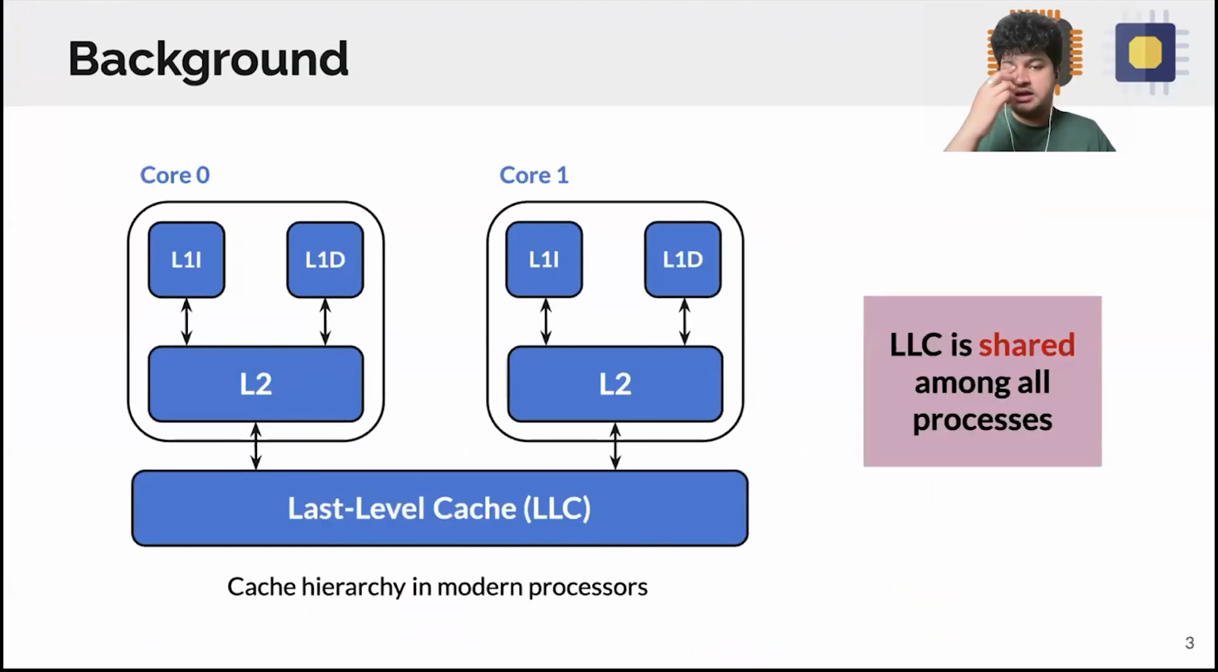And the caches are typically divided into three levels in modern processors. The level 1 and level 2 caches are typically private to the core. And the last level cache or the level 3 cache is usually shared among all processors. This sharing is something that can lead to various types of last level cache attacks or LLC attacks. And we'll discuss two classes here.